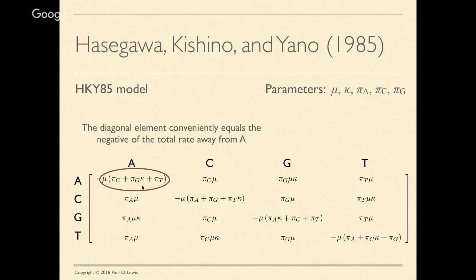But we have to take into account the fact that A's might be greater or lesser in frequency than the other nucleotides. So if A's are really abundant, then this rate becomes more important, because there are many A's that can possibly evolve away to other nucleotides at that rate.